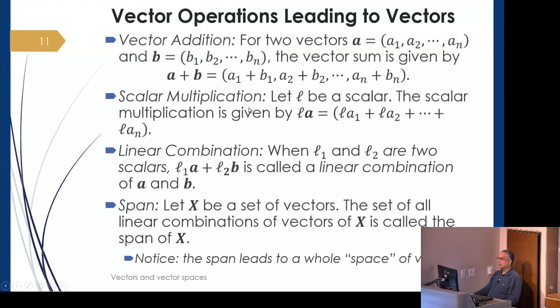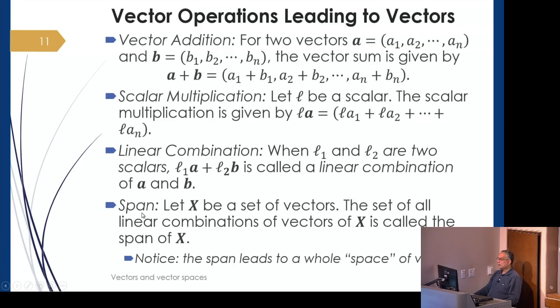Now there's something called scalar multiplication. I'm just defining terms for us. So L is a scalar, and if you take the scalar L and multiply it by the vector A, the resulting vector would be L times A1, L times A2, and so on, to L times An. A linear combination, when L1 and L2 are two scalars, L1 times A plus L2 times B is a linear combination of A and B. That's called a linear combination, where you take a vector, multiply it by a scalar, take another vector, multiply it by a scalar, and then add the two vectors together.